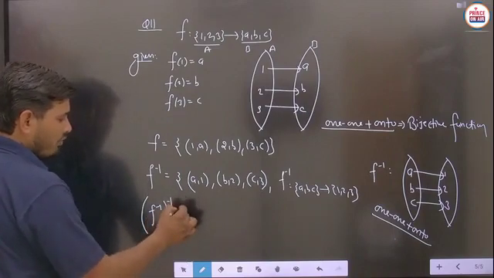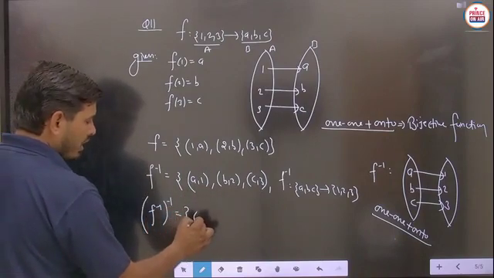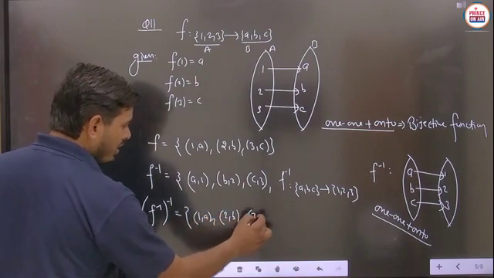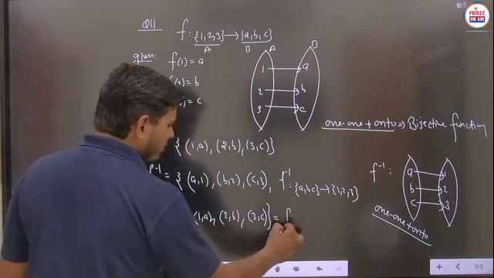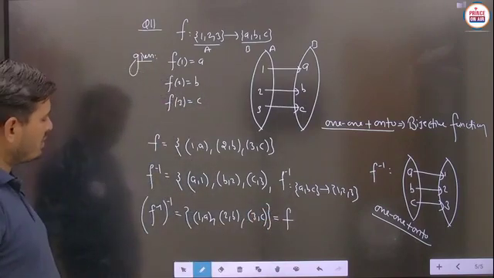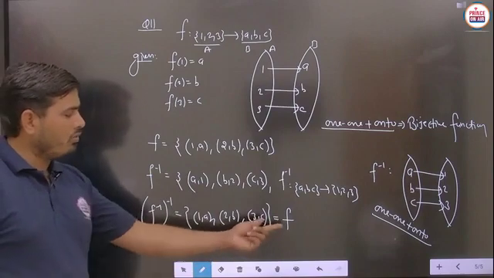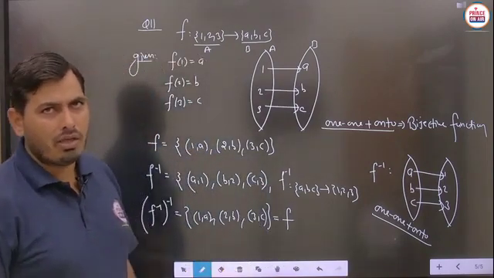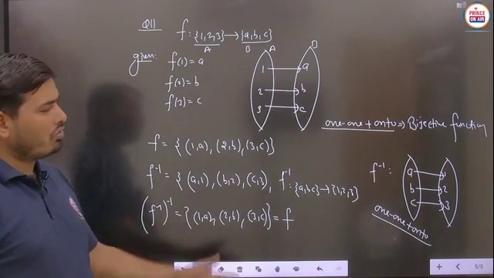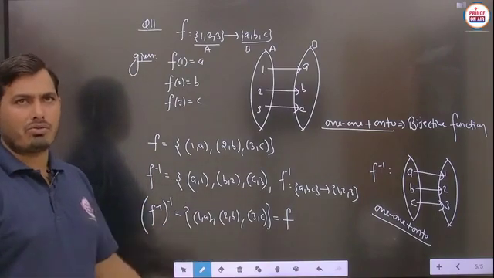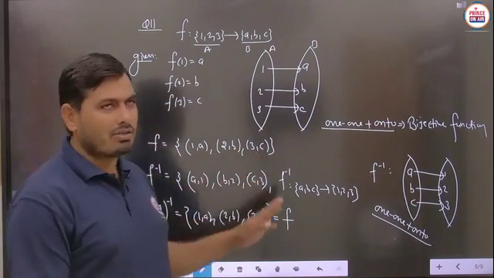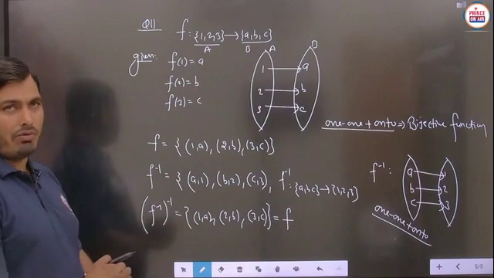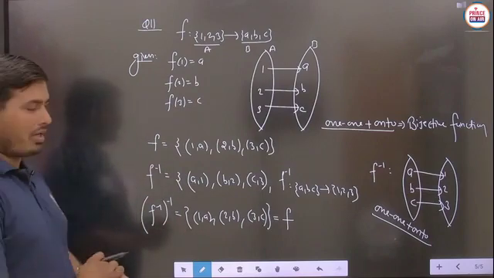Then we just revert the pairs, and this will be written again as (1, a), (2, b) and (3, c), and you can check that this is the function f. So f inverse of inverse will always be equal to f, because in each and every case the function is bijective. Bijective means 1-1 and onto both. So a very simple thing is asked in question number 11. You can check the solution, and pause the video to note down everything. Next, question number 12 we will take now.